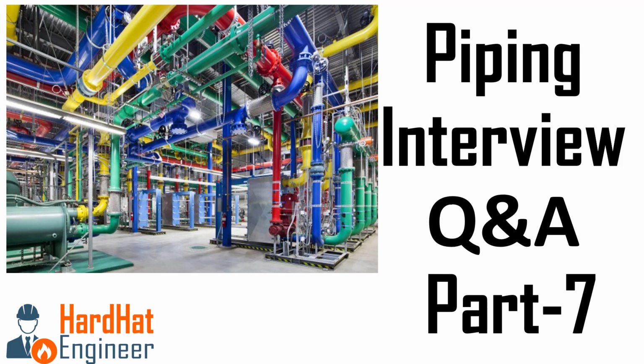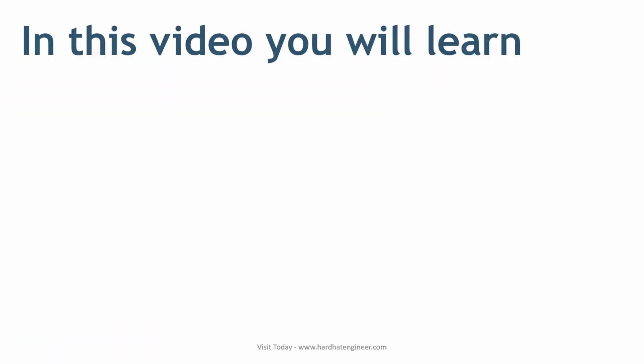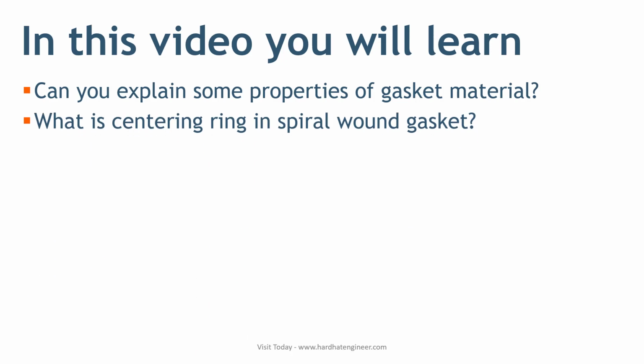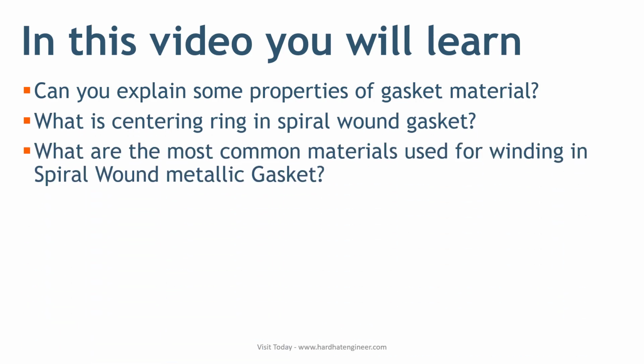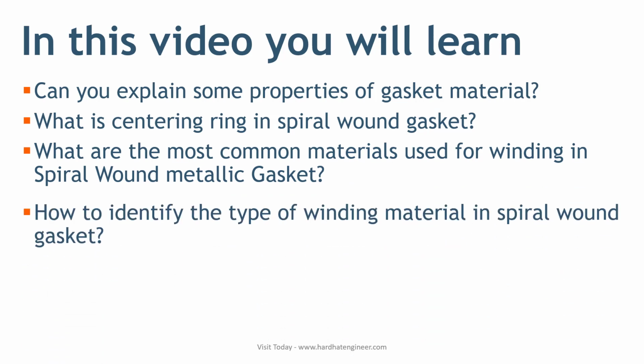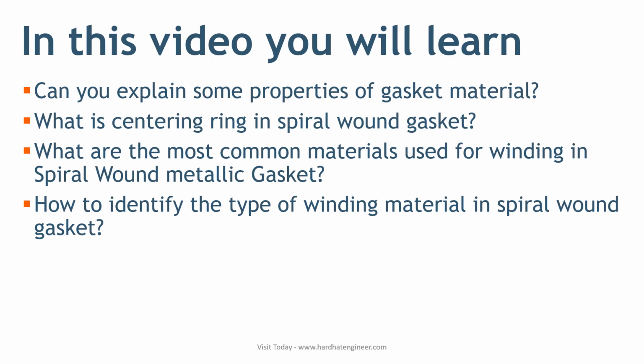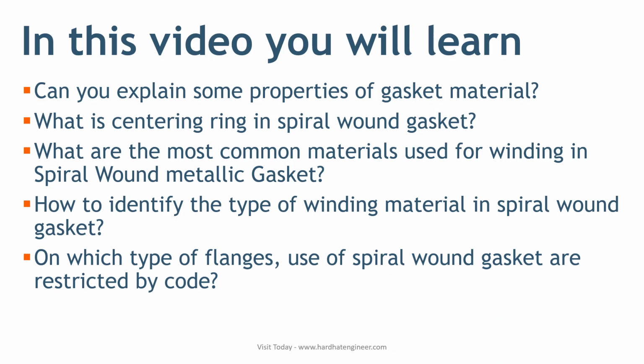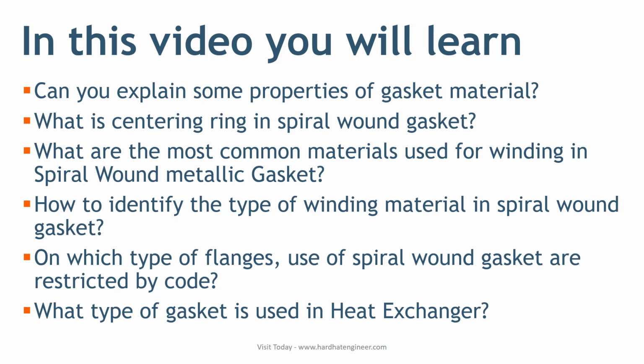In this video, you will learn about most common questions regarding gasket that you may face during the interview. You will learn about these questions. Can you explain some properties of gasket material? What is centering ring in spiral wound gasket? What are the most common material used for winding in spiral wound metallic gasket? How to identify the type of winding material in spiral wound gasket? On which type of flanges use of spiral wound gasket are restricted by code? What type of gasket is used in heat exchanger?